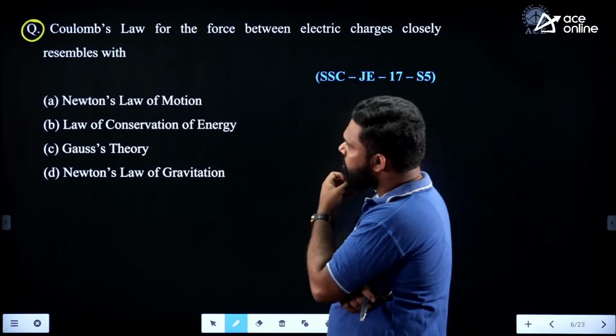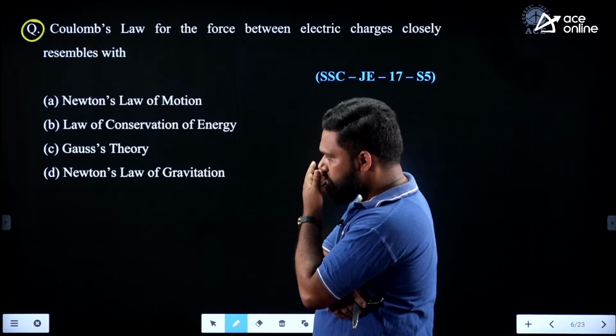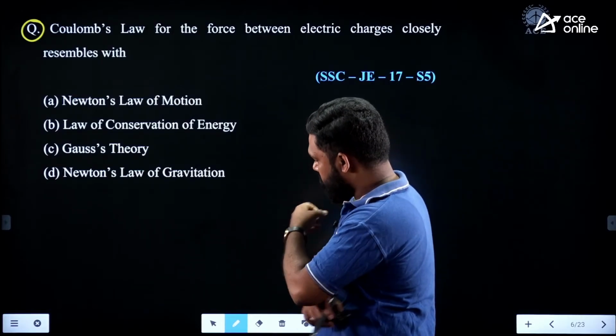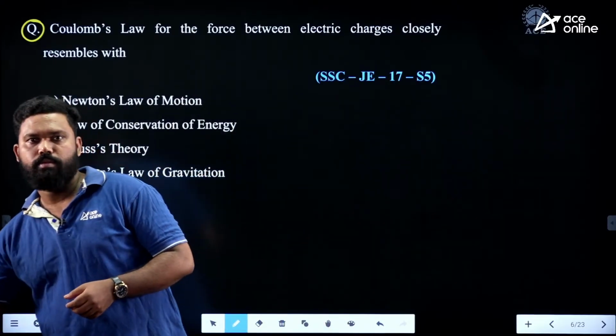Anita, Newton's law of motion. Yes? Any other answers? Speak out.